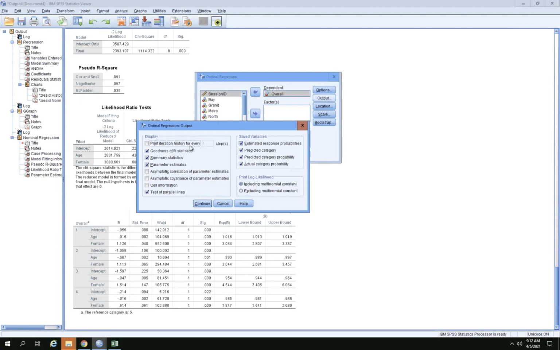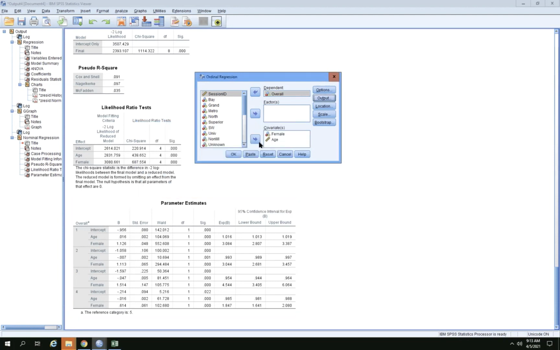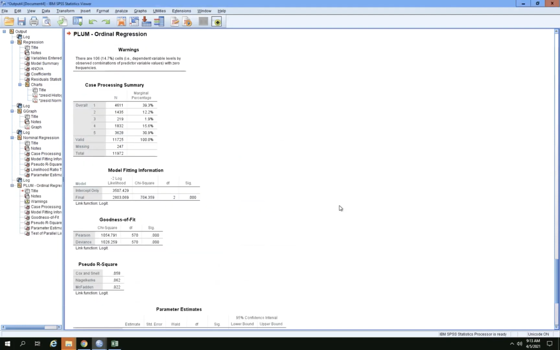In terms of model output, there are a bunch of different types of information that can be outputted here. You can save predicted values and probabilities, goodness of fit summaries, descriptive statistics. I have checked the box here for that parallel lines assumption just to demonstrate with this specific data set. And so we're going to hit continue. Okay. And then we have our model results.